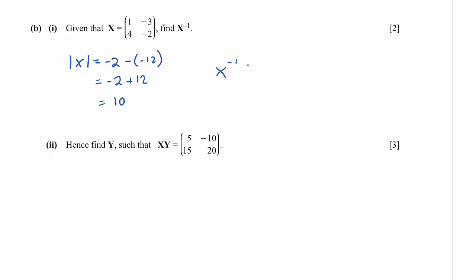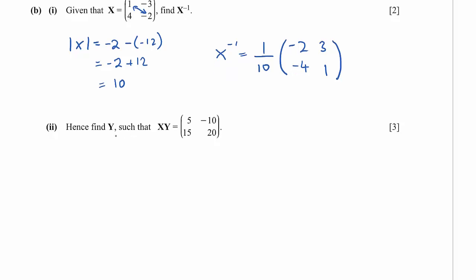So the inverse is going to be 1 over the determinant. And then we do a swap on the leading diagonal, the old swapperoo, negative 2, 1. And then we change the signs on the other diagonal. So that's the old switcheroo. So 3 and negative 4. And that will be our inverse.